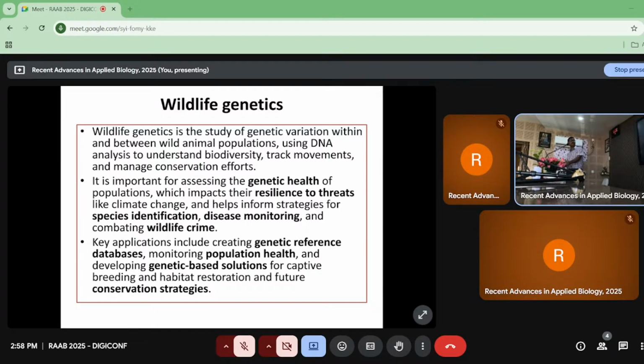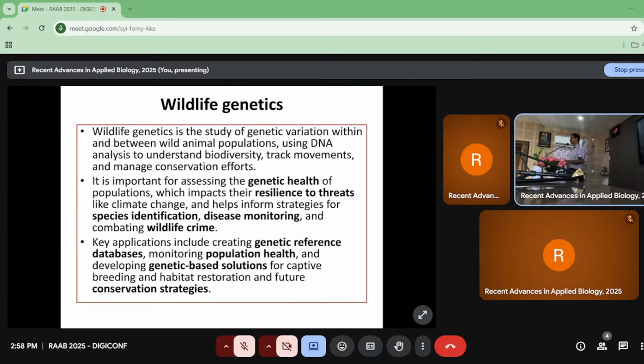So what is wildlife genetics actually? Genetics, all of us know genetics, but what is wildlife genetics? Wildlife genetics is the study of genetic variation within and between wild animal populations, using DNA analysis to understand biodiversity, track movements, and manage conservation efforts. We can study wild animals interspecific as well as intraspecific, that is, differentiation between the species and differentiation within the species.